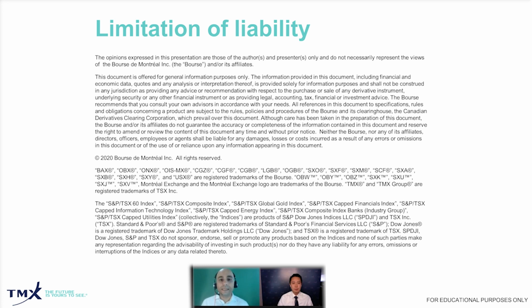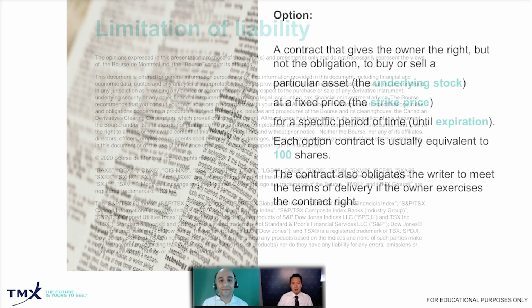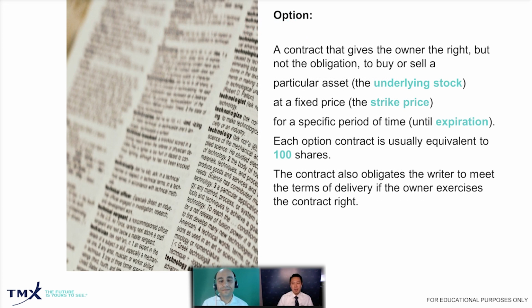All right. Well, let's start at the beginning with the biggest and the most pressing question, Richard. What are stock options? So an option is a contract that gives the owner the right, but not the obligation, to buy or sell a particular asset, what we call the underlying stock, at a fixed price, also known as the strike price or even exercise price, for a specific period of time until expiration. Now, each option contract is usually equivalent to 100 shares. The contract also obligates the writer to meet the terms of delivery if ever the owner exercises the contract.